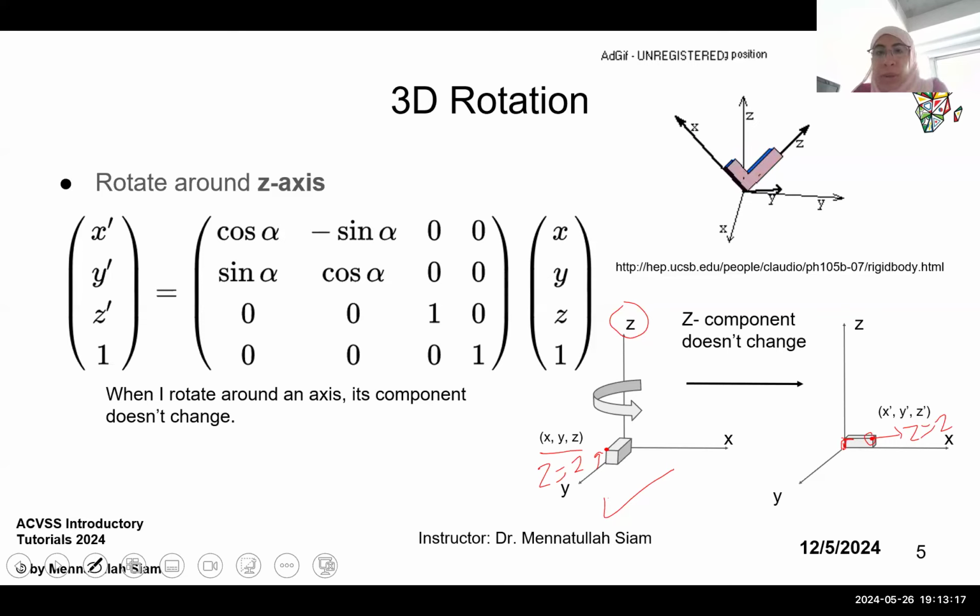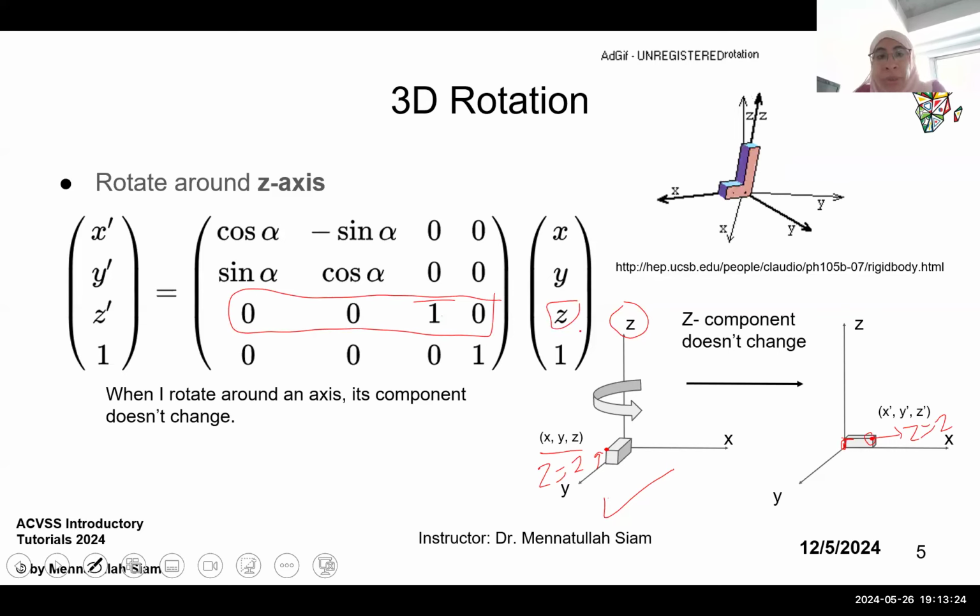And that's why you will find that here it's 0, 0, 1, 0. So the z gets multiplied by 1. Nothing changes. This is actually applied across all: whenever you're rotating around an axis, whether it's the z or the x or the y, the one that you're rotating around, its coordinate doesn't change. Its component doesn't change.